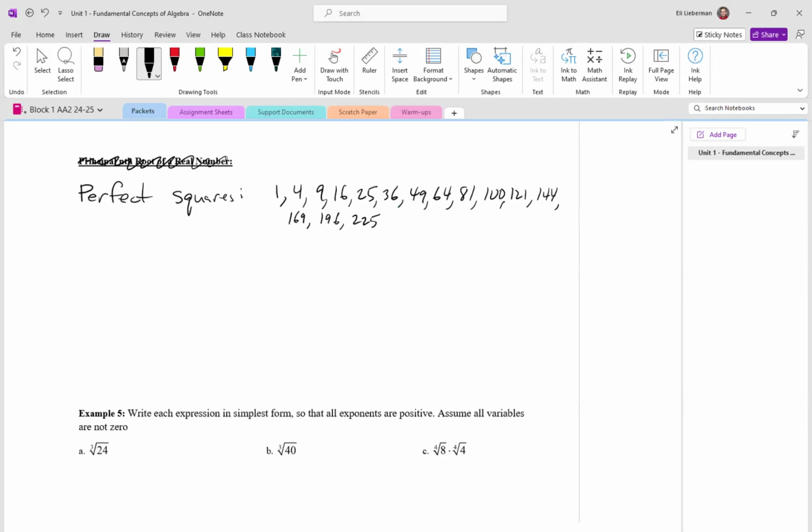Etc. Is there one before 1? Is 1 really the first one? Is 0 a perfect square? Square root of 0, is that 0? Generally, we start with 1. In theory, yeah, but how's that going to be helpful? Okay, so we'll start with 1. After 225, are you responsible for knowing any others?